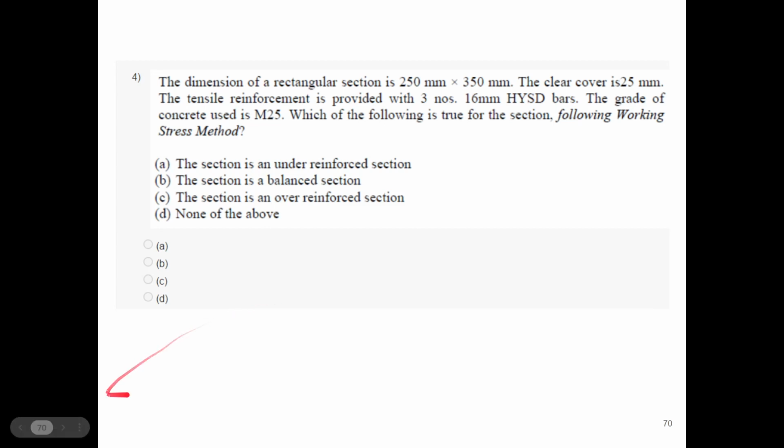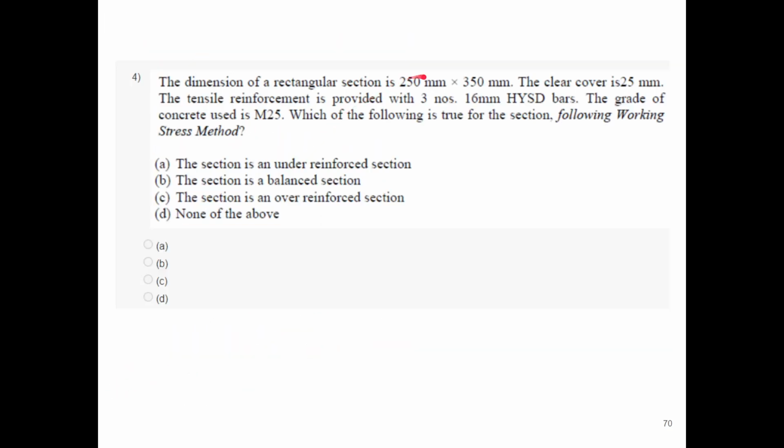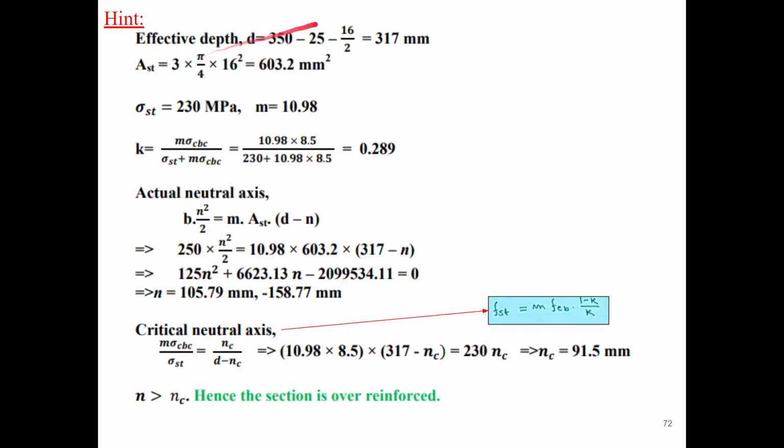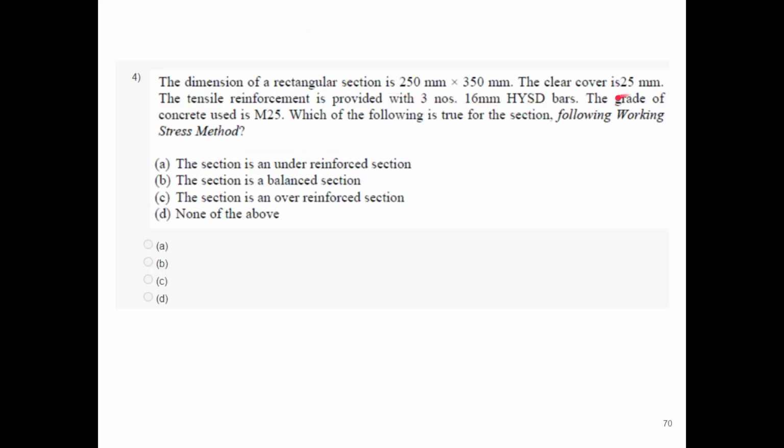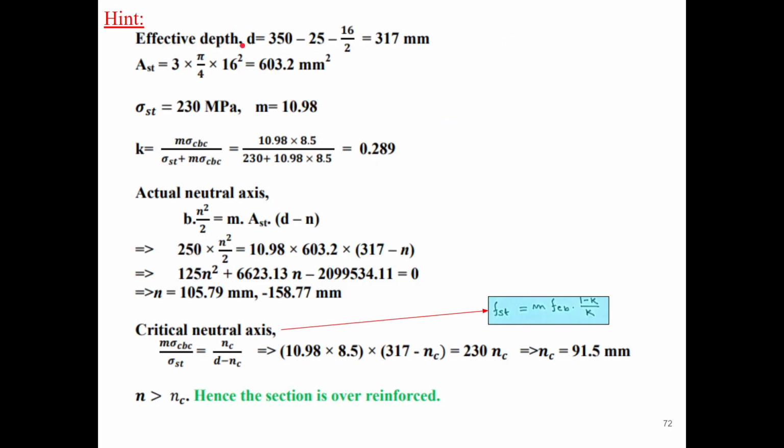So here, if you take the values, basically 250, 350, the clear cover is 25 mm, and the diameter is 16 mm. If you first find out the effective depth, that comes to be 350 minus 25 minus 16 by 2, which is 317 mm. Thus the tensile area of steel is basically 3 bars of 16 mm, so 3 into pi by 4 into 16 square, which is 603.2 mm square.